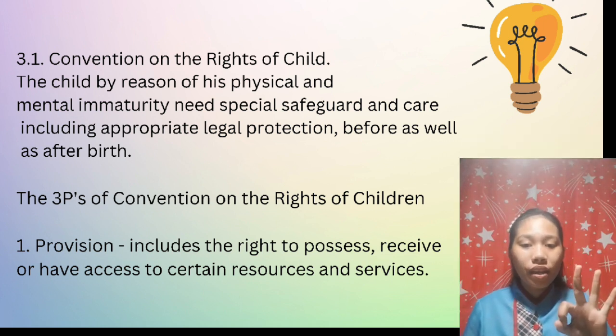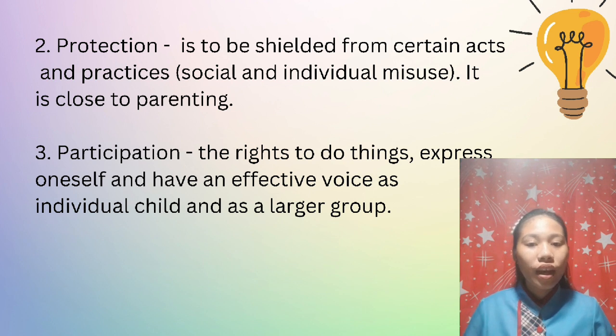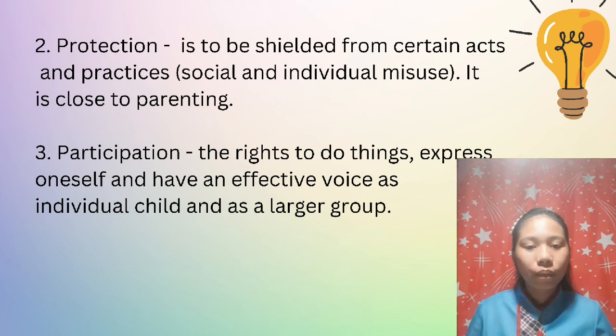There are 3 P's of the Convention on the Rights of the Child, and number 1 is provision. Provision includes the right to possess, receive, or have access to certain resources or services. Number 2 is protection. It is to be shielded from certain acts and practices, especially social and individual misuse, and it is close to parenting. Number 3 is participation. It is the right to do things, express oneself, and have an effective voice as an individual child and as a larger group.